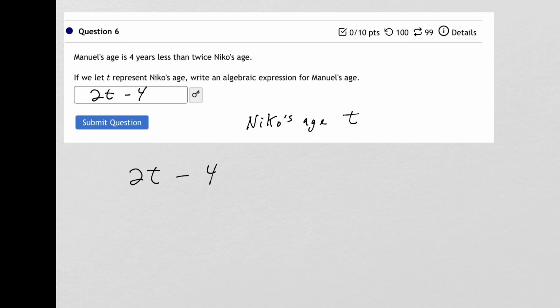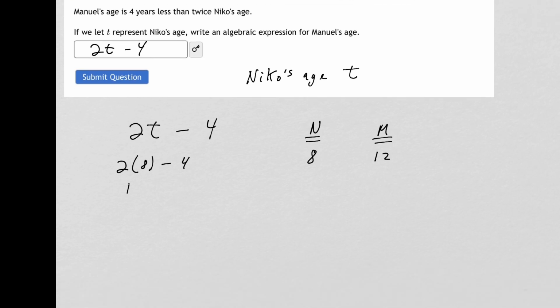We can check this, right? Let's say Nico's age is 8. So then Manuel's age should be 4 years less than twice. So twice 8 would be 16, and then 4 years less than 16 would be 12, right? So Manuel's age should be 12. Let's see if it makes sense. If I plug in now 8 for T, then this is going to be 16, I have to do multiplication first, minus 4, that equals 12. So that checks, so it makes sense. So that must be the correct expression, 2T minus 4.